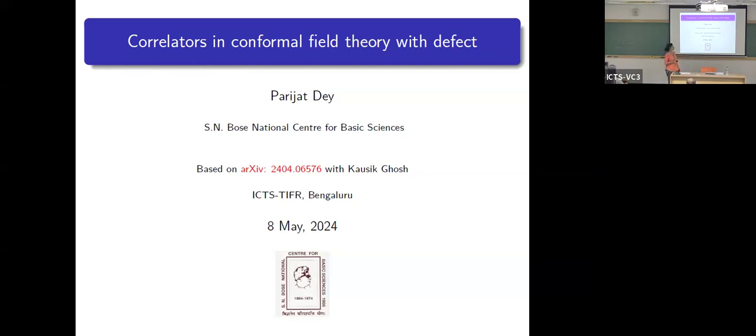So I'm going to talk about a special class of conformal field theory, which is a conformal field theory with a defect inserted in it. And we will see how the defect breaks the symmetries of a conformal field theory and what the consequences of that are. And the main topic is going to be how to compute correlators in conformal field theory with defect. This is based on a paper that appeared last month with Kaushik Ghosh, who is a postdoc at ENS.